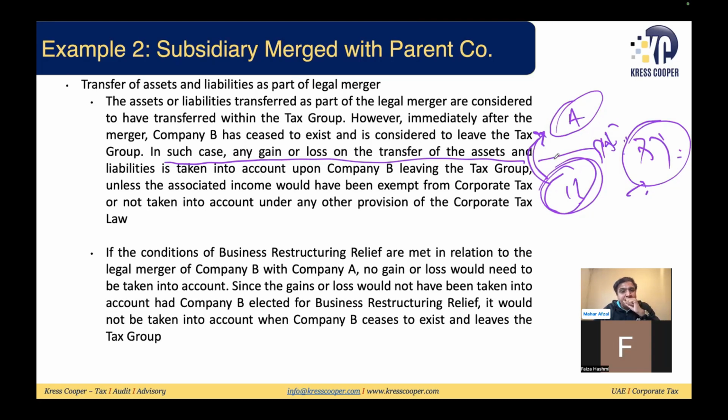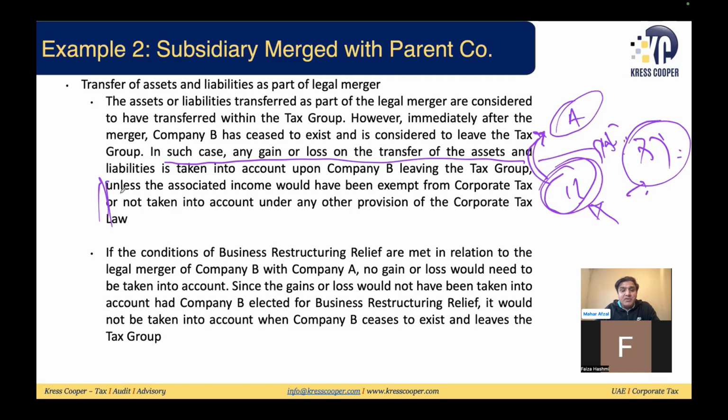So in this current situation, when B is transferring its entire assets to A, B will no longer be meeting the conditions of a qualifying group. So this gain will be subject to tax. Any gain or loss on transfer of the asset or liability is taken into account upon B leaving the tax group, unless the associated income would have been exempt from corporate tax under a provision of the law. Other provisions of the law are not applicable in this situation because they are not part of the qualifying group after the transfer.